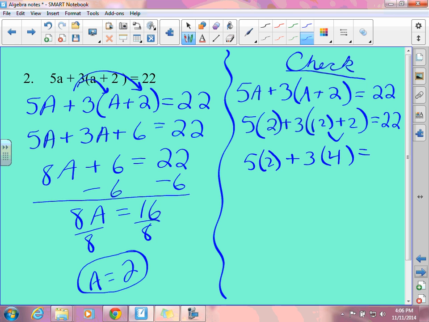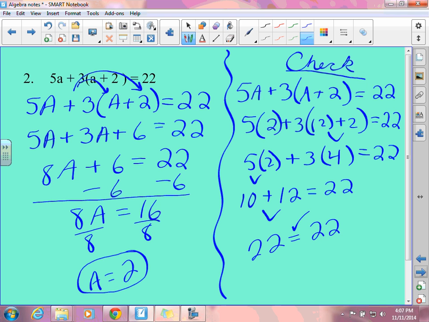Okay. Please excuse my dear Aunt Sally. Parentheses, I took care of that. All right, exponents, don't have them. Multiplication, division from left to right, I have that. So I'm going to go 10 plus 12 equals 22. I get 22 equals 22, and it's a check.